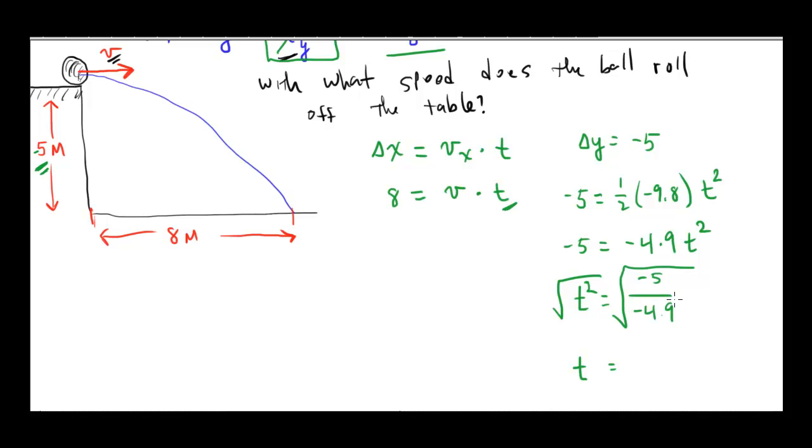And this is pretty close to 1, so I'm going to get about 1 second. -5 divided by -4.9, that's pretty close to 1, and the square root of 1 is 1. So I'm just going to say that's 1 second. And now I can go ahead and plug in 1 second in here. And I get that 8 equals v times 1, or v equals 8 meters per second.